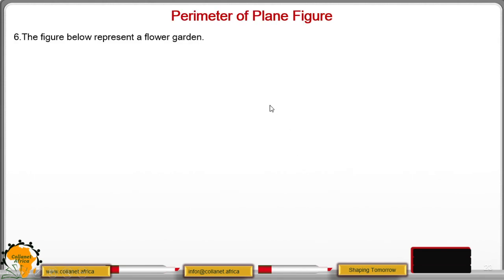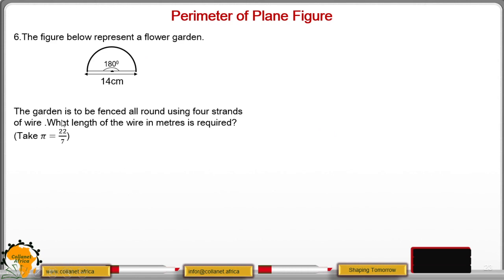Then from there, we have another example. The figure below represents a flower garden. That is our flower garden. The garden is to be fenced all around using 4 strands of wire. So it has to be fenced all around. What length of the wire in meters is required? Now for us to get this, the length of the wire will be 4 times, because we are fencing 4 strands, times the perimeter.